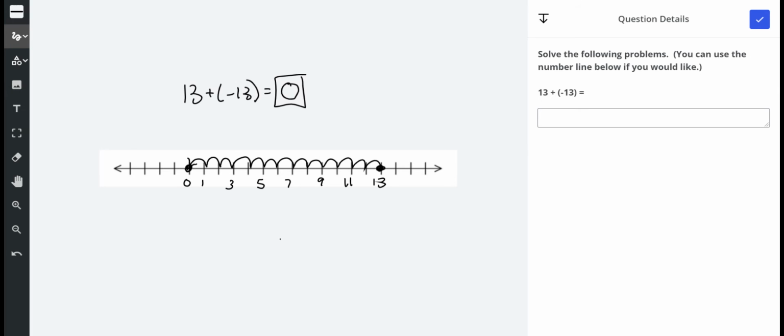Another way to look at it is if you have 13 ice cream cones and you add eating 13 ice cream cones, then you have no ice cream cones left.